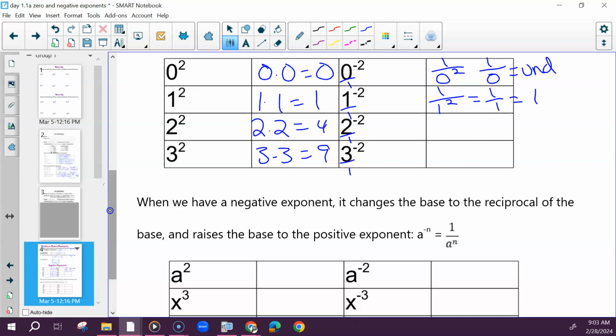Everything else, though, will apply to what I'm about to say. If I take this and flip it, we have 1 over 2 to the positive 2. We know 2 squared is 4. So the negative and positive exponent answers are reciprocals of each other. This was 2, this was 4, this is now 1 fourth. So 3 to the negative 2 would be what? 1 ninth.